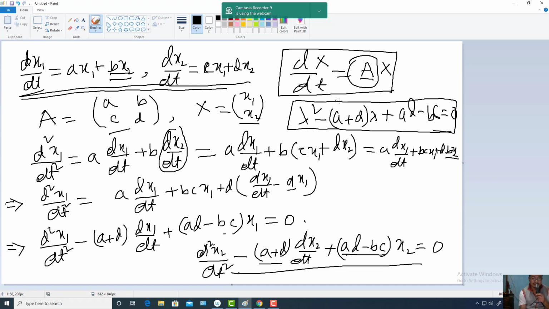So you will get that the roots of the equation m square minus (a plus d) m plus ad minus bc equal to 0 are exactly equal to the roots of this characteristic equation. So the characteristic roots of the given matrix play a vital role for the nature of the fixed point. Let us see what is the solution of this equation. First, let me go to the second window.